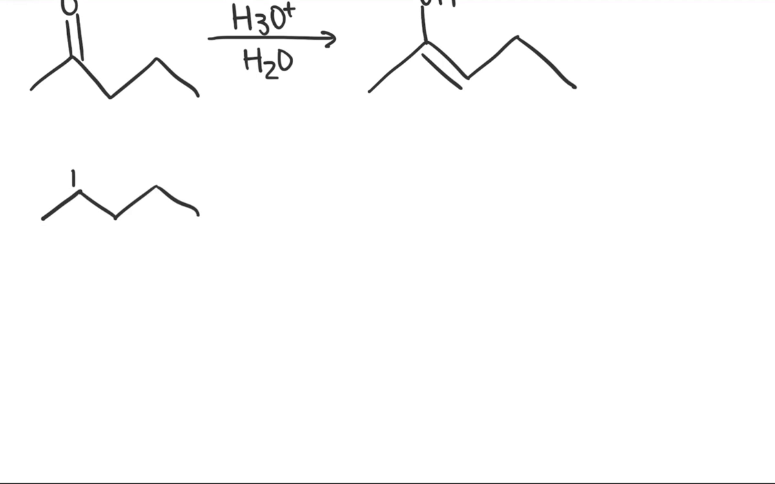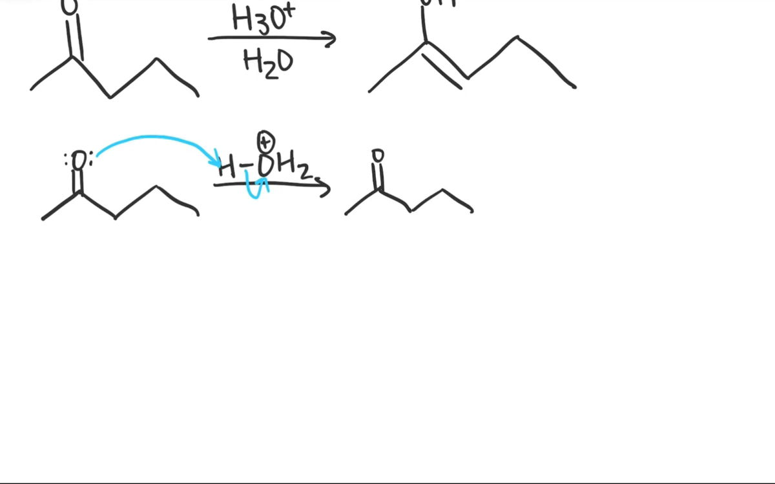So starting off by redrawing our starting material, including our lone pairs, and rewriting out our H3O+. Now, oxygen is going to grab one of those hydrogens from the H3O+. Electrons from that O-H bond go onto oxygen. And we now have a protonated oxygen that has a positive charge because it has one less lone pair than it would like.